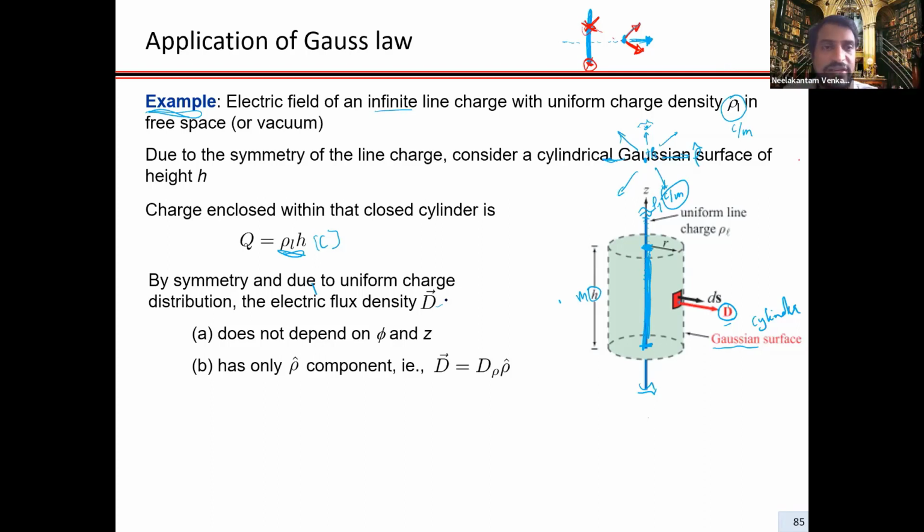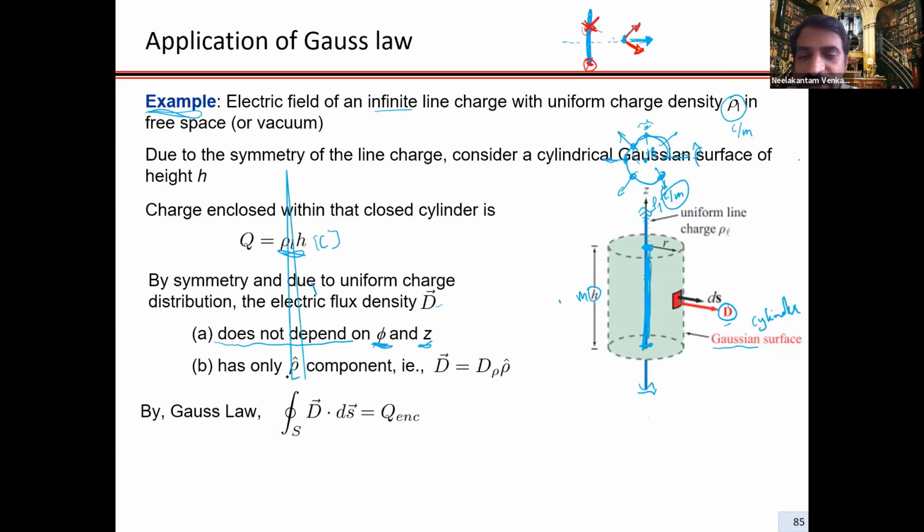And do you think that it will depend on phi and z? Certainly not, right? Because this is an infinitely long wire. Whether you're measuring here or here or here does not matter. It's infinitely long, so it does not depend on z. And this is a symmetric structure, whether you are at this point in space or this point in space, or any point that is equally far from this wire, the phi angle does not matter. You are independent of phi. And it only has the rho hat direction. So I call it D rho hat.